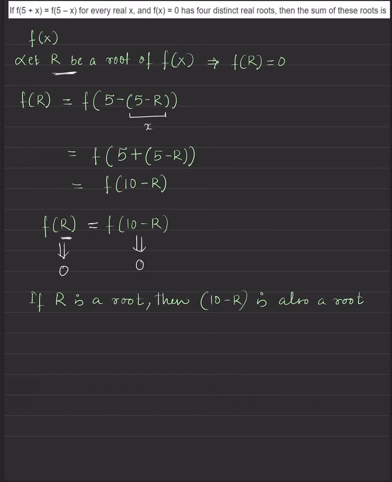Now the question has given information that f of x equals 0 has 4 distinct real roots. So let's say one root be r1. Its counterpart 10 minus r1 will also be a root. And let's say a third root is r2. So its counterpart 10 minus r2 will also be a root. So these are our 4 distinct roots. Now if you do the sum of the roots, you will find out that it is 20.